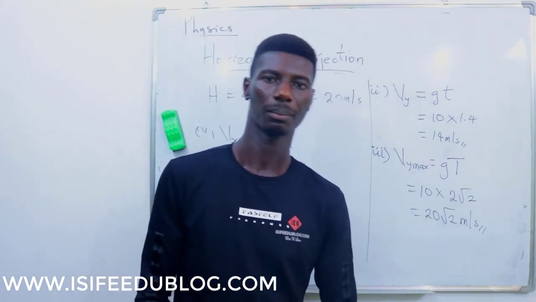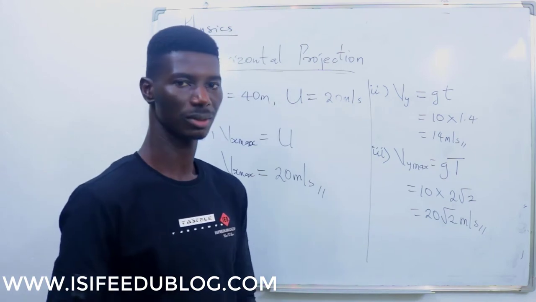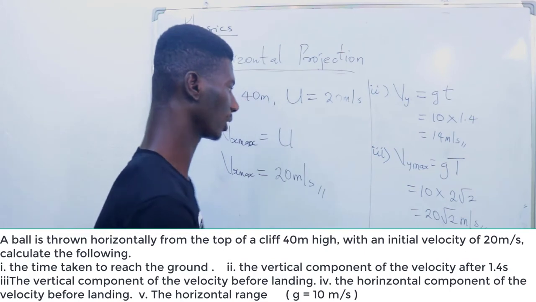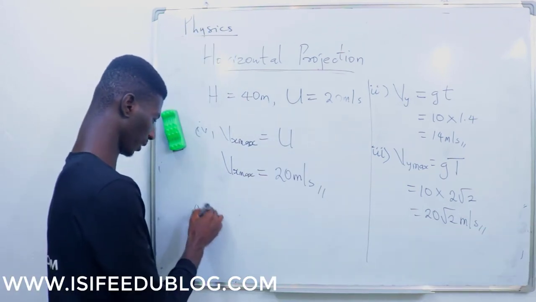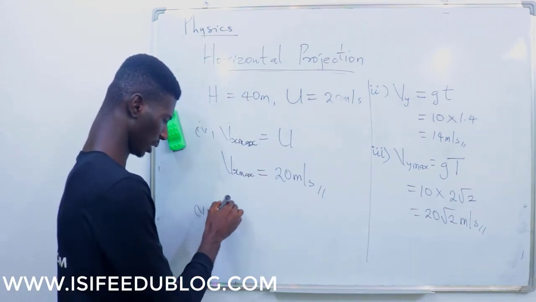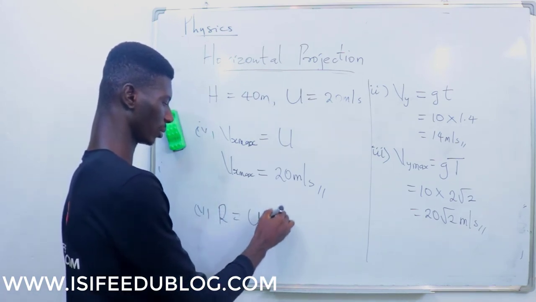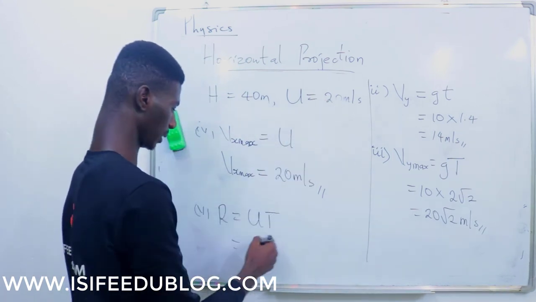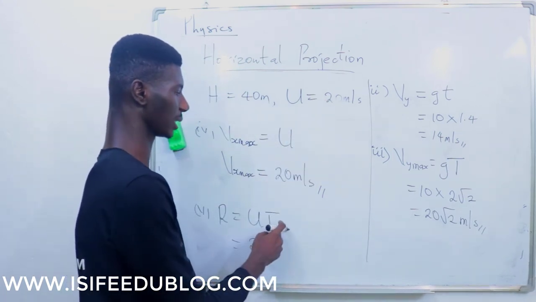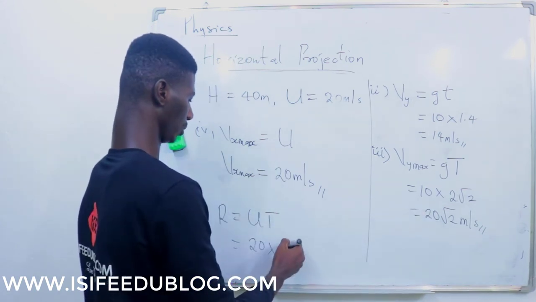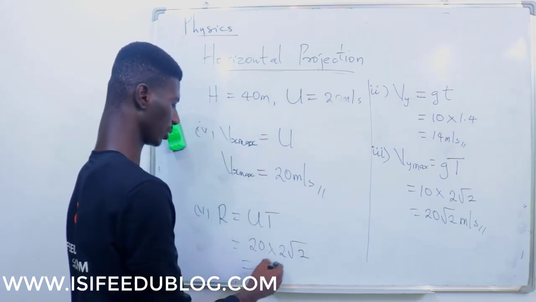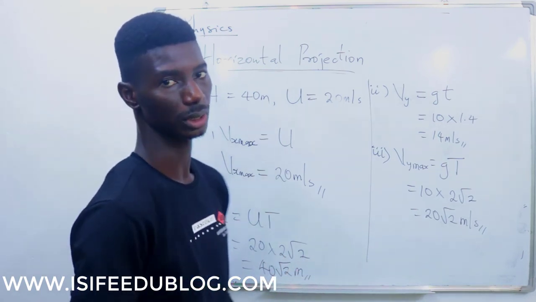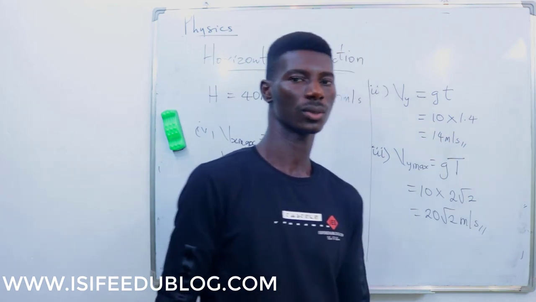Now the next thing we are asked to do here is to calculate the range, the horizontal distance covered. What is the range? V. The range R is equal to UT. Our U is 20 times our T, which is what? 2 root 2. So our range is giving us 40 root 2 meters. It is the horizontal distance covered, 40 root 2 meters.